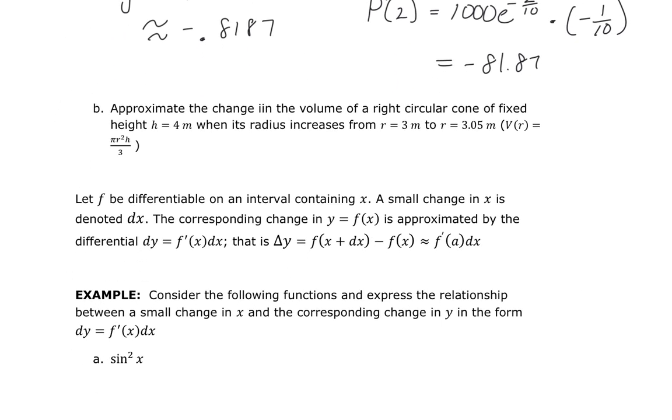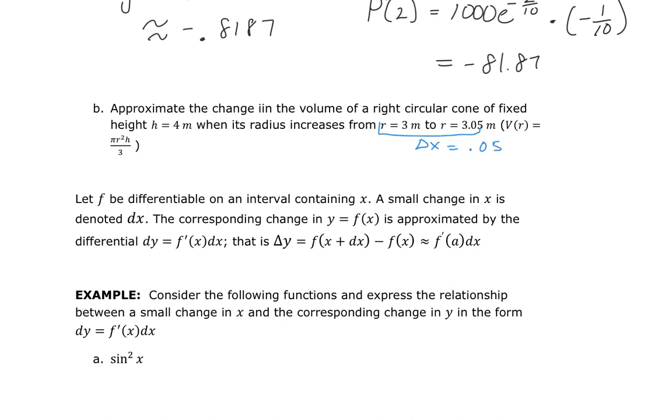Okay, so approximately the change in the volume of a right circular cone with a fixed height of 4 when its radius is increasing from 3 to 3.05. So we know what my delta x is, right? This is my delta x, which is 0.05. That's the difference between them.